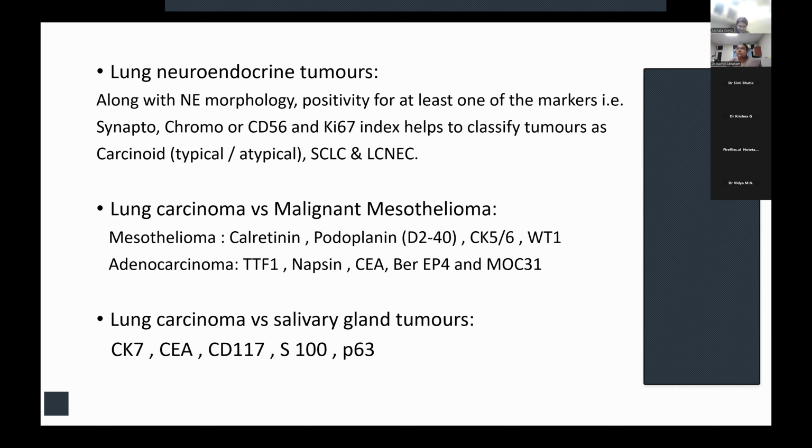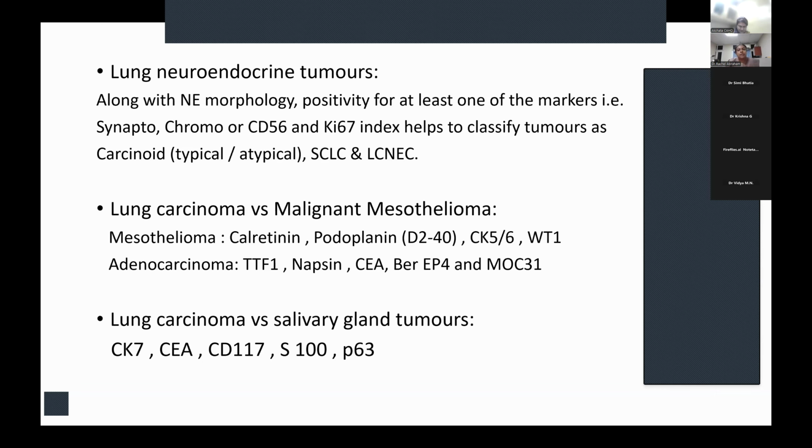Another situation is if you have a peripherally located tumor and the patient is presenting with massive pleural effusion and multiple nodular pleural deposits, malignant mesothelioma is always a close differential. The markers which you can use for mesothelioma include calretinin, podoplanin, D2-40, CK5/6, and WT1. For adenocarcinoma, as already mentioned, apart from TTF1 and napsin, you can use broader adenocarcinoma markers like CEA, Ber-EP4, and MOC31, which will help us in the differentiation.